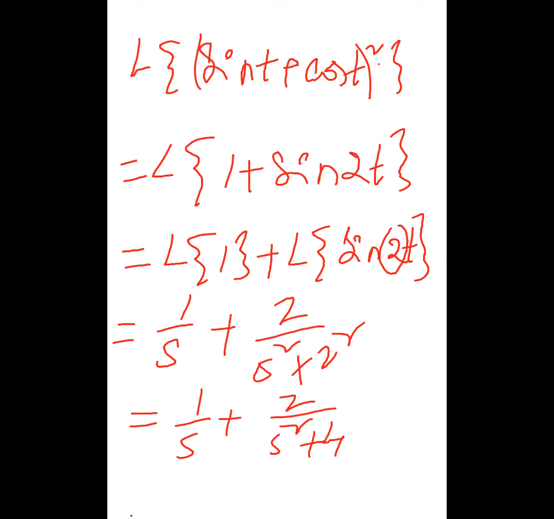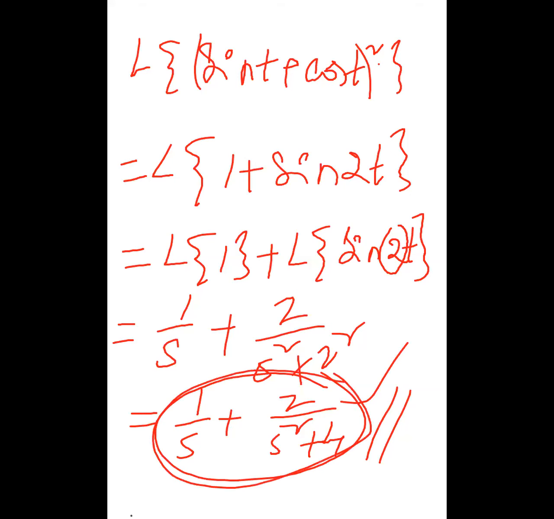Here no need to simplify with the LCM because there is no constant term outside. So this is the required answer. No need to find the LCM, so here there is no constant term. That's why we didn't find the LCM. Okay. Next problem.